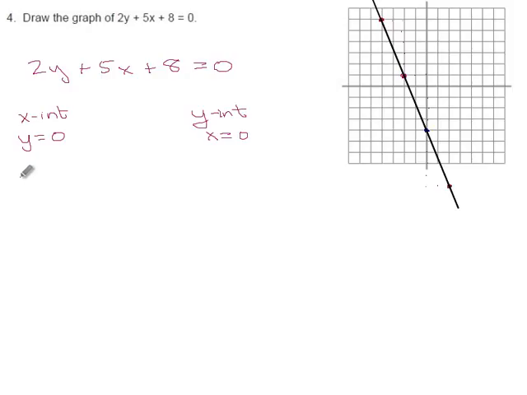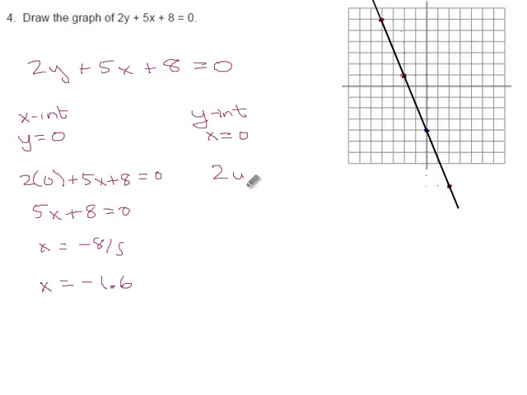If y is 0, this expression becomes 2 times 0 plus 5x plus 8 equals 0. 5x plus 8 equals 0. X equals minus 8 over 5. I'm solving this a little bit fast because I assume you have experience with this. So we get an x-intercept of minus 1.6. For the y-intercept, we put in x equals 0. 2y plus 5 times 0 plus 8 equals 0. 2y plus 8 equals 0. 2y equals minus 8. Y equals minus 4.